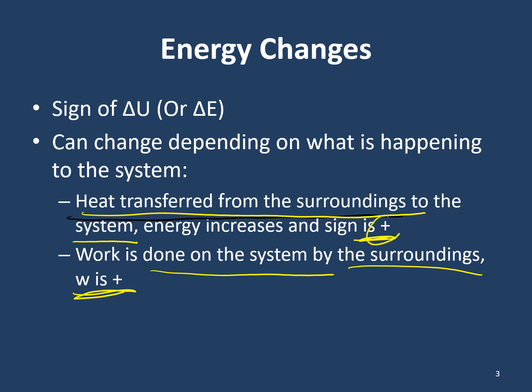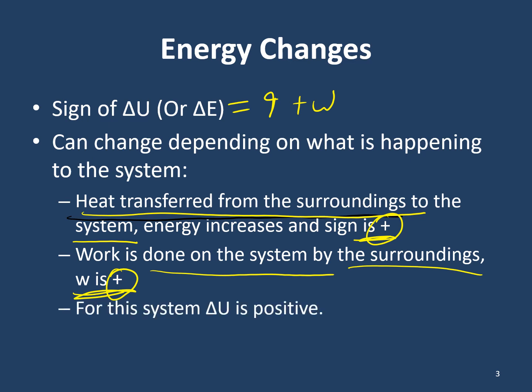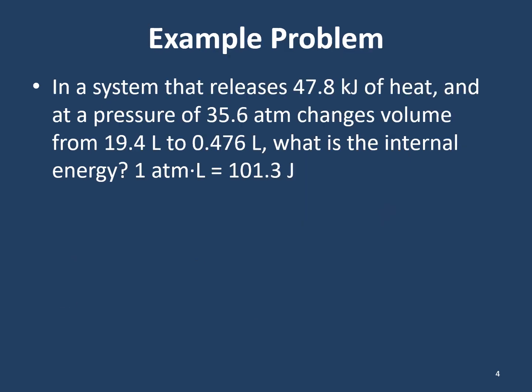In this scenario, if we had Q being positive and W being positive, remember this is equal to Q plus W, so delta E or delta U is going to be positive too. At the end of the day, you can kind of figure it out from the wording, but if the two are opposite sign, then we need to do the calculation and determine the value.